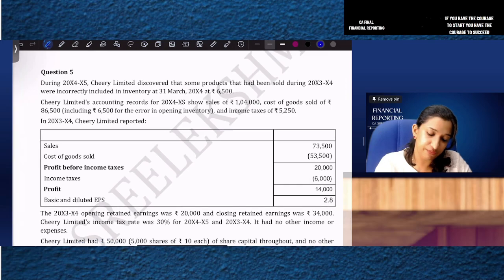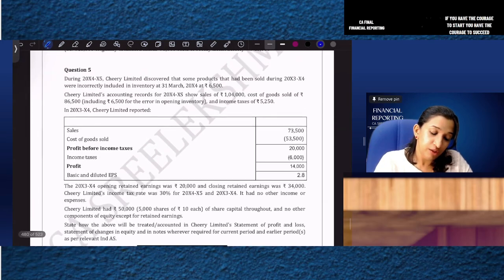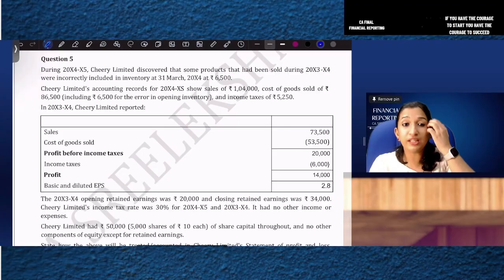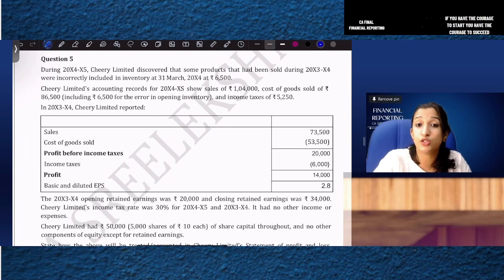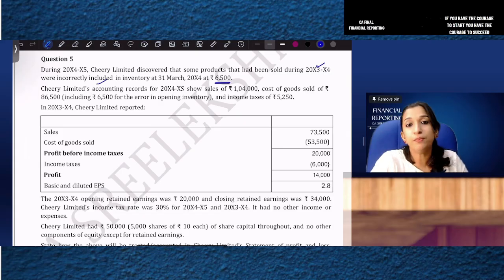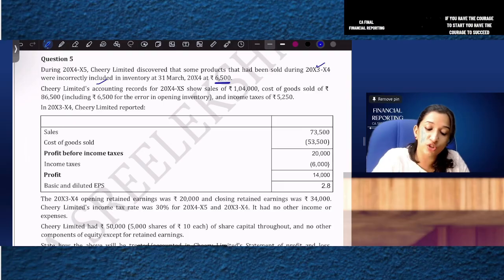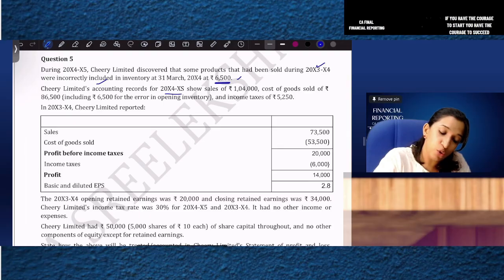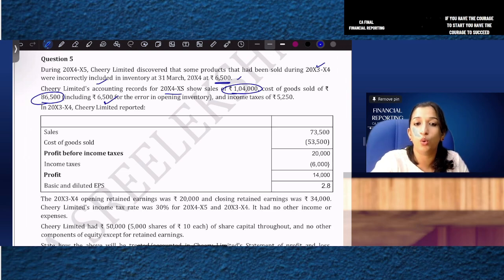Now question number 5. During 14-15, Chiri Limited discovered that some products that had been sold during 13-14 were incorrectly included in inventory. Some products you have sold, but still it is shown as inventory. Chiri Limited's accounting records of 14-15 show sales of 1,04,000, cost of goods sold 86,500, including 6,500 for the error in the opening inventory. Because closing inventory you have 6,500, so current year opening inventory 6,500 is included, and income taxes of 5,250.